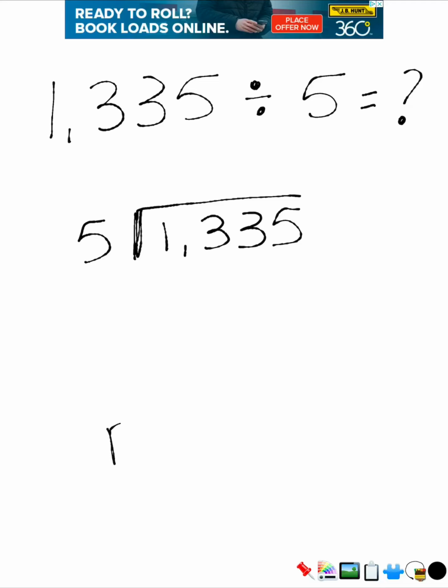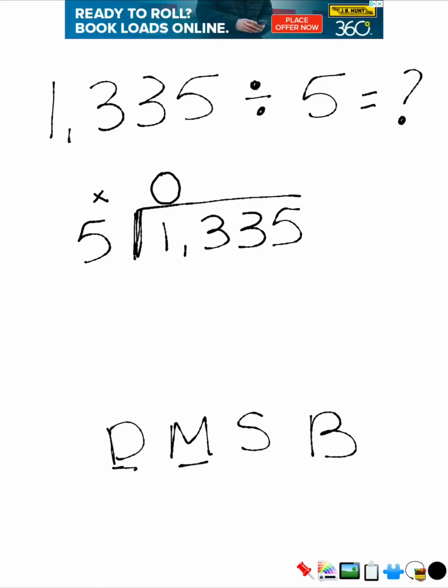So again, I'm still following the same steps. Divide, multiply, subtract. Instead of bring over, it's going to represent bring down. So let's get started. So my first step is to divide. Can 5 fit into 1? Like we said, it cannot. So I put my 0. My next step is going to be to multiply. 5 times 0 is 0.